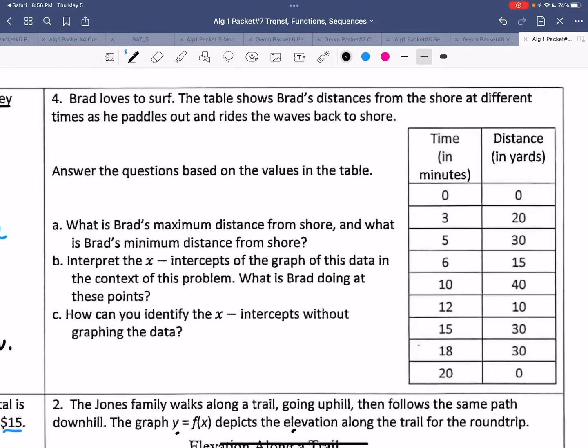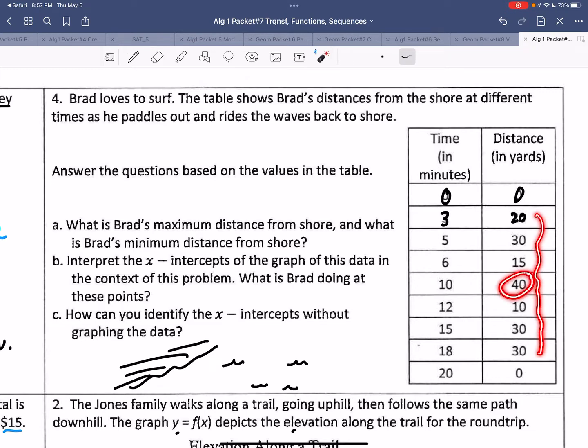Okay, question number 4. Brad loves to surf. The table shows Brad's distance from the shore at different times. Okay, so I think this is the shore, and this is the water, and this is the beach, okay? He loves to surf. At time 0, he hasn't left the shoreline, right? At time 3, he's 20 yards offshore. So it looks like at different times, he's at different places offshore. This is when he's furthest away from the shore.